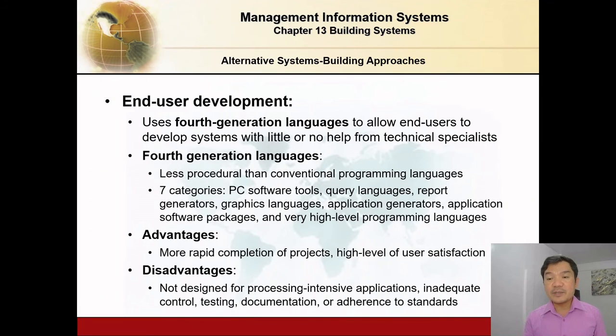We also have end-user development. This uses fourth generation languages to allow end users to develop systems with little or no help from technical specialists. So there are already existing easier software development tools. We still call them CASE, where the user can suggest or drag and drop the system that they want. So here, end-user development would be more of the involvement of the user. And I suggest that if you're using end-user development, it should focus on the interfaces rather than the hardcore or the back end of the system.